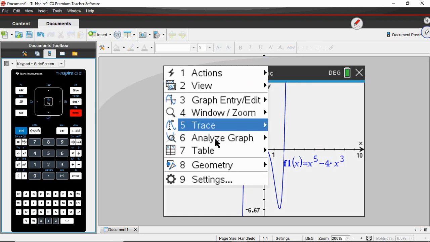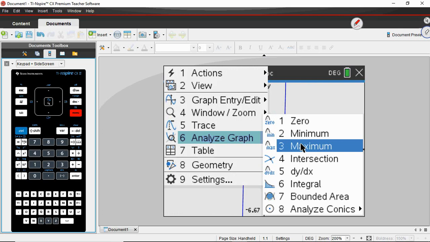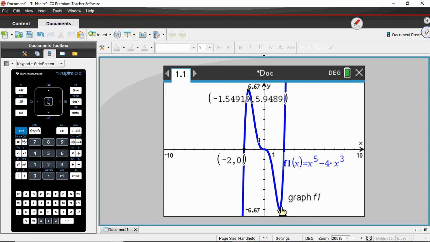And for the min and the max, we're going to go to Analyze Graph and then choose either min or max. If I choose the max, that means I want to find this one, so I'll go to the left of it, click, drag over, right of it. There's my maximum. When I choose minimum, I can find that point. So these special points, the minima, the maxima, the zeros, are easy to find on our calculators.